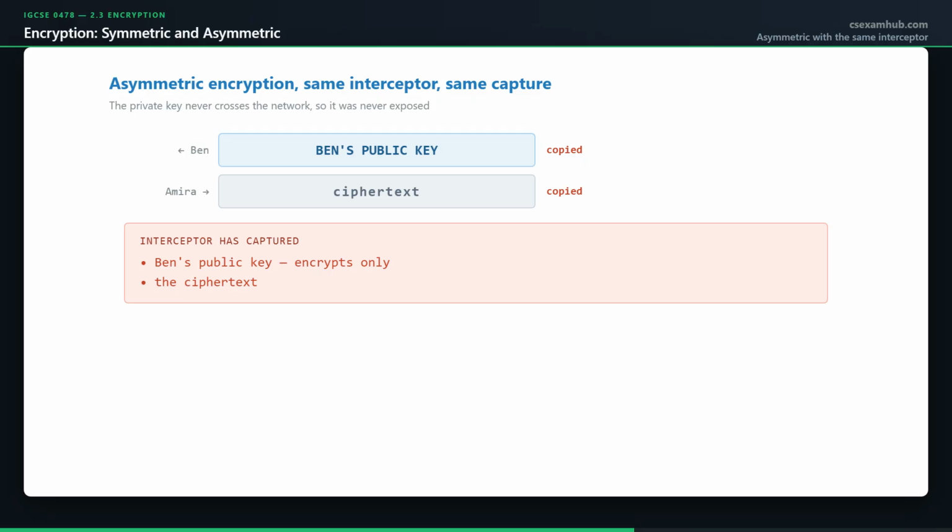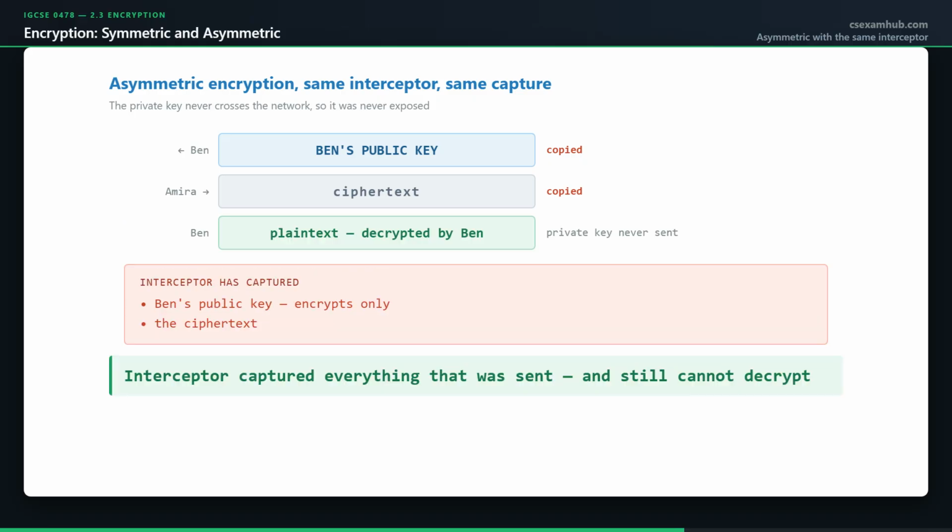So look at the haul. The interceptor has Ben's public key and the ciphertext. That is exactly as much as it captured in the symmetric case, every single thing that crossed the network. But this time it is not enough. The public key cannot decrypt what it encrypted, and the private key never traveled at all. It has sat on Ben's machine the entire time, so there was never a moment at which it could be intercepted. Ben decrypts with his private key and reads the message. The interceptor is left holding two items it cannot use.